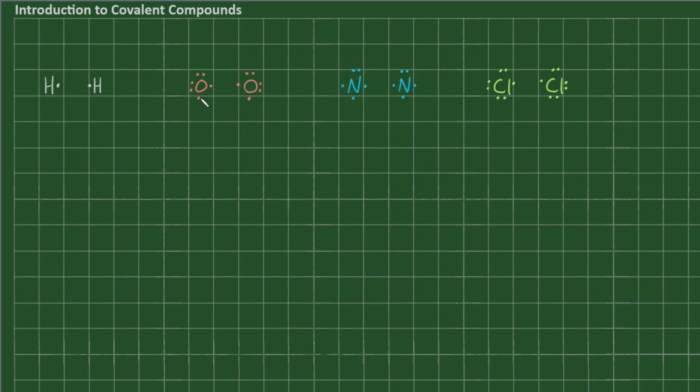Oxygen has 2 unpaired electrons. Therefore, it wants to form 2 bonds. Nitrogen has 3 unpaired electrons and will want to form 3 bonds. Chlorine has a single unpaired electron and will desire to form a single covalent bond. Recall that each covalent bond represents a sharing of a pair of electrons, or a sharing of 2 electrons.